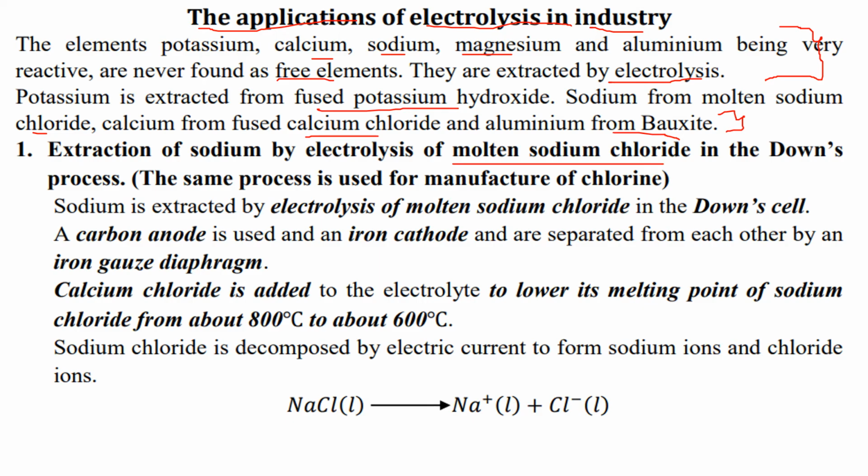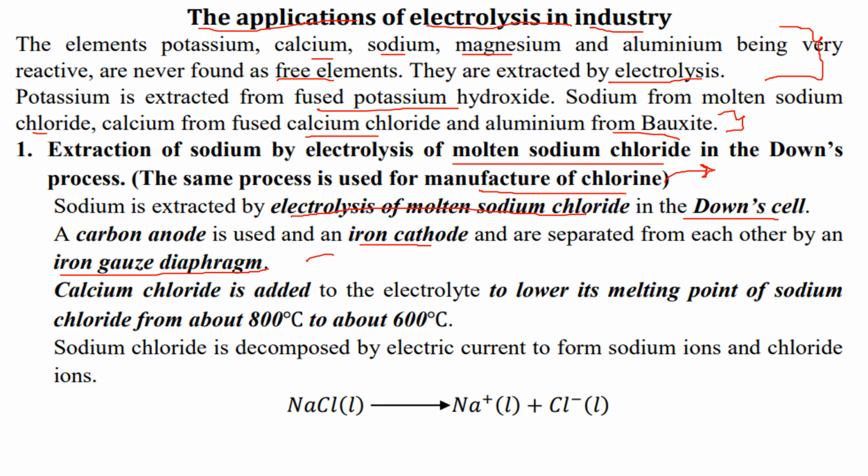So the same process is used to manufacture chlorine, but you have already looked at that under the previous notes, where we explained the effect of concentration of ions in the electrolytic cells. So with that, you're going to say that sodium is going to be extracted by electrolysis of molten sodium chloride, which is also known as brine, in the Downs cell. So a carbon anode is going to be used and iron cathodes are going to be used and separated from each other simply using an iron gauze diaphragm.